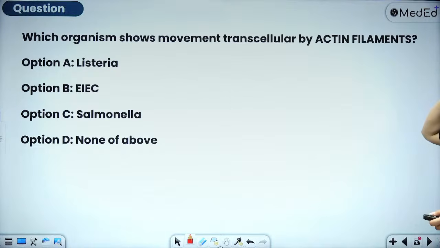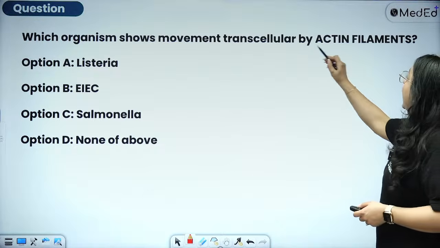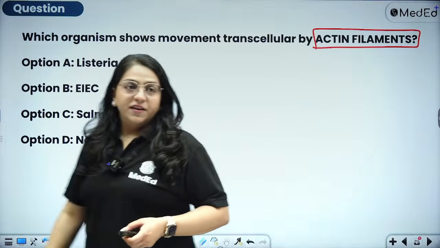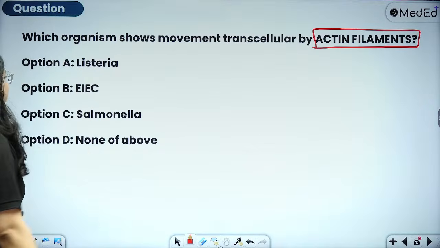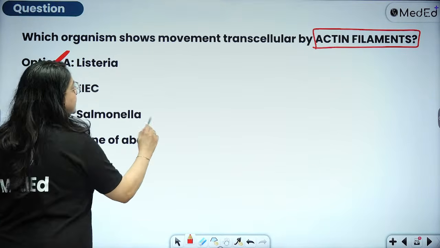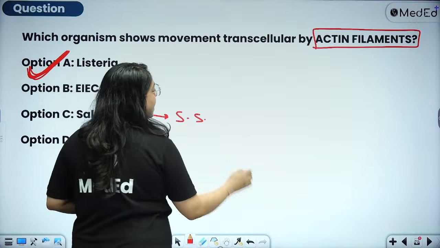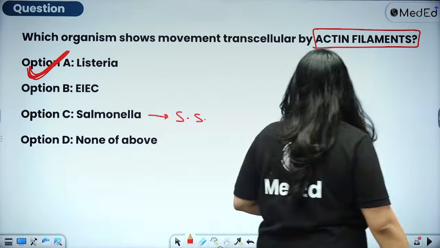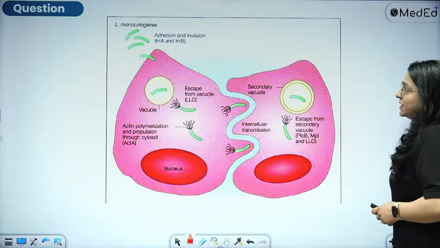Which organism shows transcellular movement by actin filaments? Actin filaments. Very, very specific. Yes. Listeria monocytogenes. Salmonella uses secretion systems, type 3 secretion systems. Enteroinvasive E. coli is not actin polymerization. It is only Listeria. So what happens?